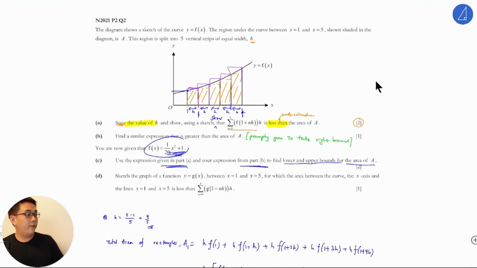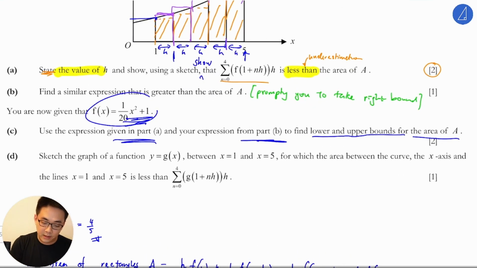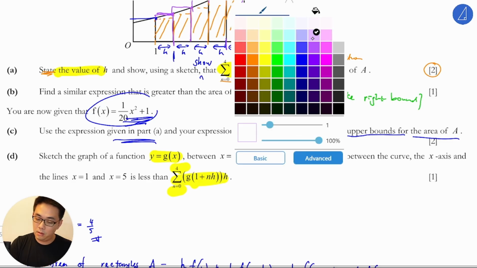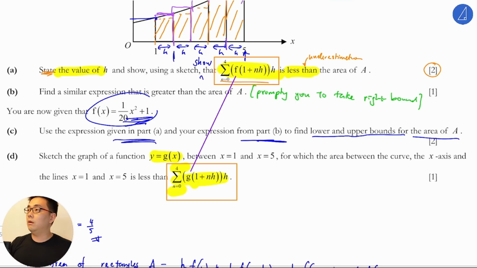Guys, sketch the graph of a function y equals to g(x) between 1 to 5, where the area under the curve and the x-axis is this one. Now, what does it mean? What are they trying to say? Can you try to understand? You see, there's another function here. If you take 0 to 4, do you see that this is the same as this here? It's actually the same except for the alphabet G and H. So this is the only difference, right? So they say so much. What are they trying to ask?